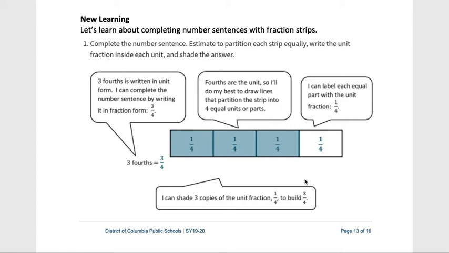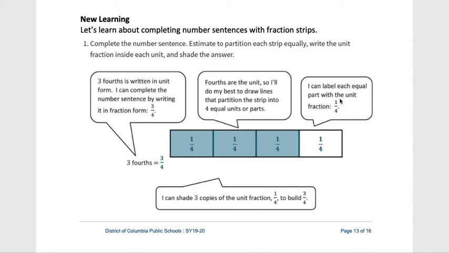It's asking you to complete the number sentence and estimate to partition each strip equally, write the unit fraction inside each unit, and then shade the answer. So they're asking you to think about 3/4. We would write that as 3/4. Then you would have to partition this rectangle into 4 equal parts and shade in 3 of them.